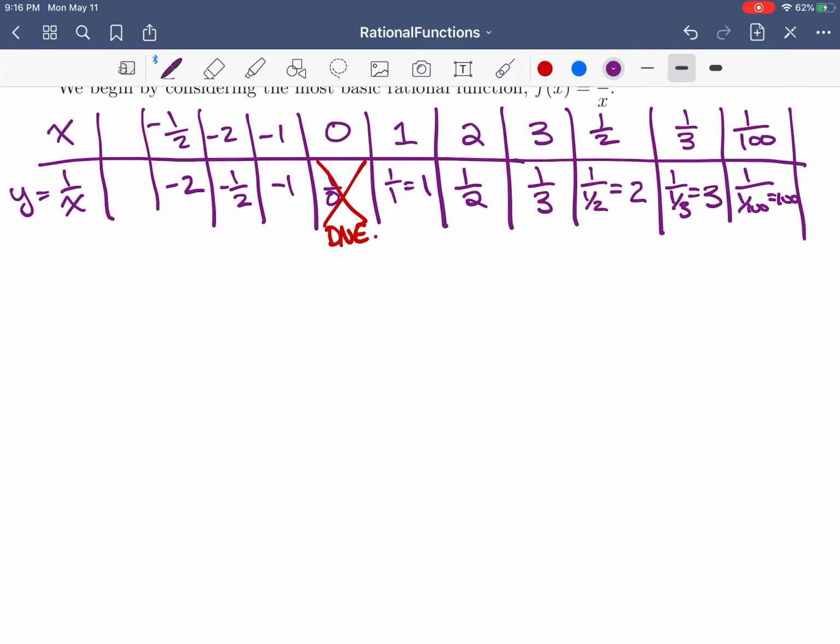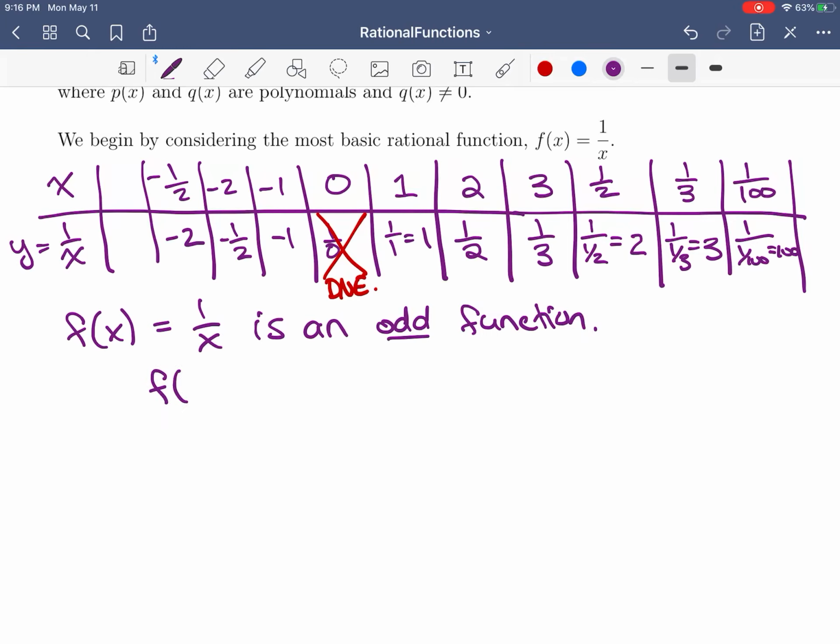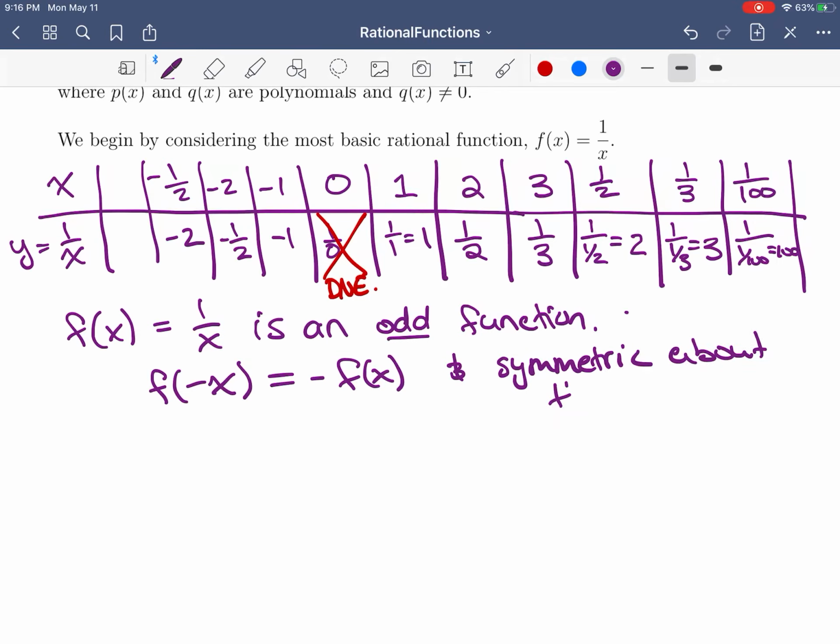What's actually happening here, and we could also verify, is that f of x is 1 over x is an odd function. I think we talked about symmetry a bit earlier. That means that f of -x is equal to negative f of x, and it's symmetric about the origin.